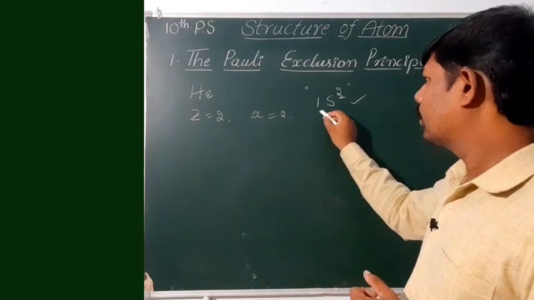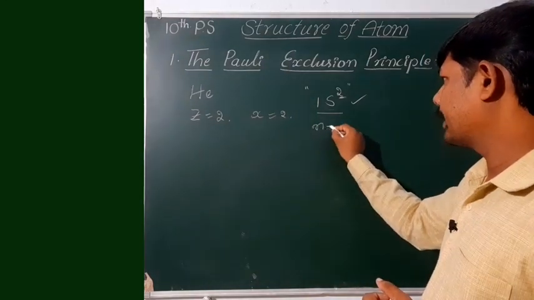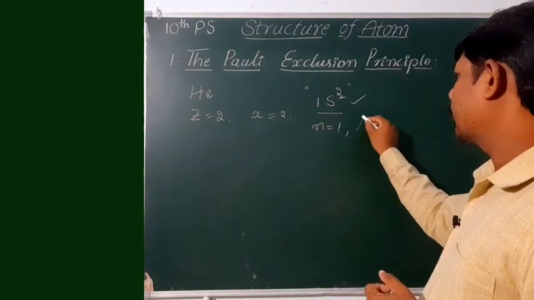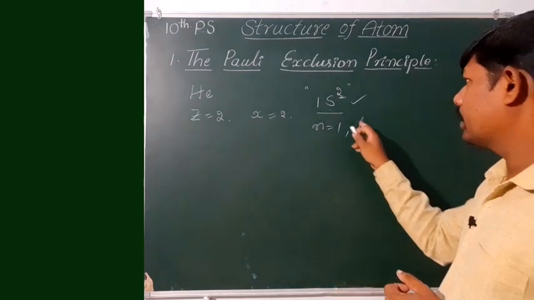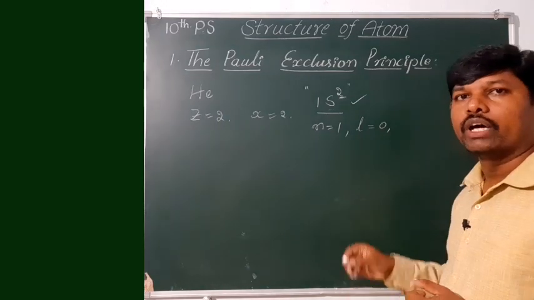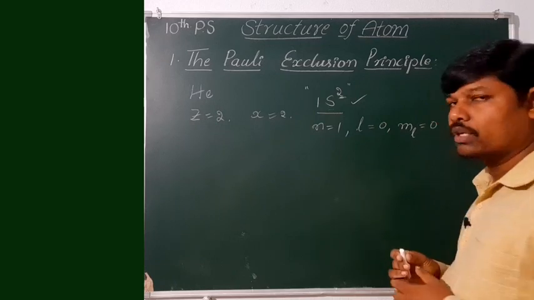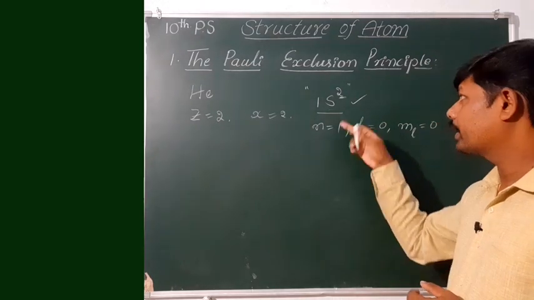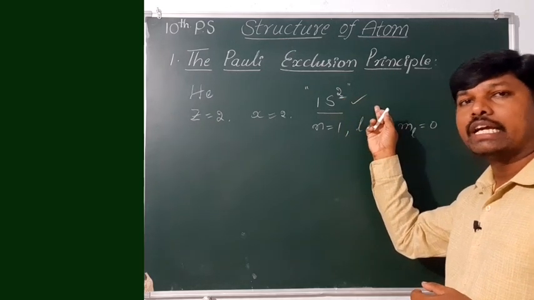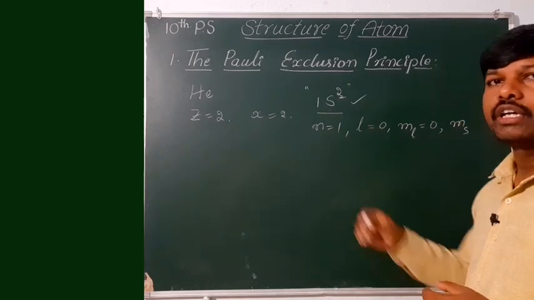For example, what are the quantum numbers of this 1s2? n is equal to 1, and the L value, the angular momentum quantum number, L is equal to s. s means 0. And what is the ML value? If L is equal to 0, the ML value is also 0. Then what about the spin of the first electron, and the spin of the second electron? That should be different for the two electrons.